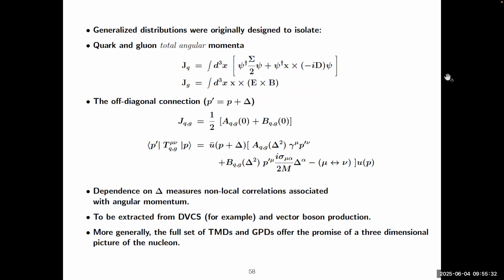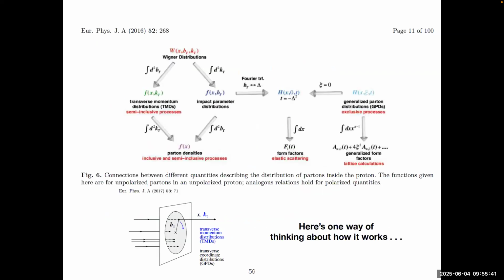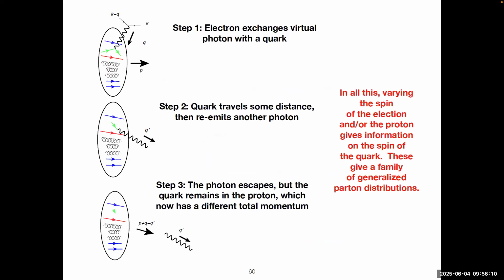You saw all this, and Sterman was thinking about it too, just not as clearly. And of course, the Wigner distribution is the kind of origin of all the others: integrate over various components of this 5-dimensional distribution, and you can get everything in terms of all the things that we heard about yesterday. So what I'd like to do here is say that here's one way of thinking about how it works, in these closing moments.